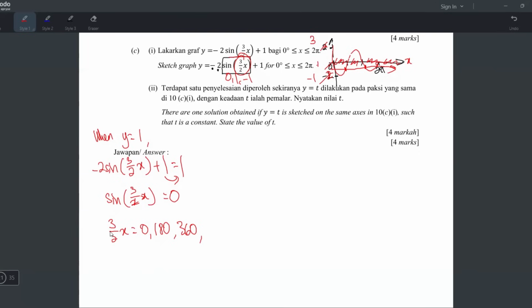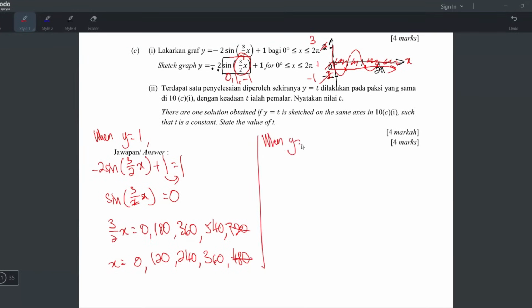So treat it like 2x. Take all your answers plus 360. 0 plus 360 is 360. 180 plus 360 is 540. 360 plus 360 is 720. And then take all your answers and divide by 1.5, or divide by 3 over 2. Dividing by 3 over 2 means times 2 over 3. So 0 times 2 over 3 is 0. 180 times 2 over 3 is 120. 360 times 2 over 3 is 240. 540 times 2 over 3 is 360. 720 times 2 over 3 is 480. But you can see this one is already more than 360. So this one is cut, don't take it. Like that. Okay, alright, next one.